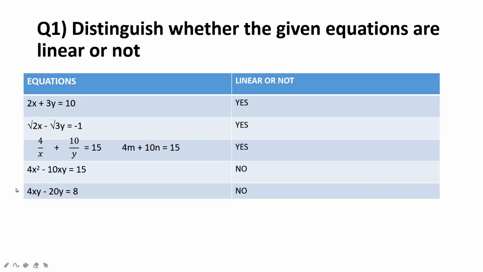Now we will come to the fifth equation. The fifth equation is 4xy minus 20y, which is equals to 8. So we are having two variables, but the degree of the two variables is not 1. Why? Because over here we are having xy and the degree of x is 1, y is 1. So 1 and 1 combined, we are getting the degree as 2. So this is not a linear equation because the degree is not equal to 1.